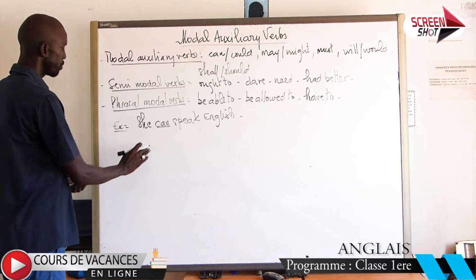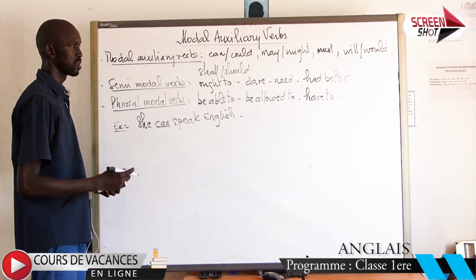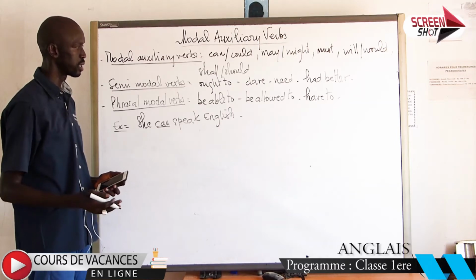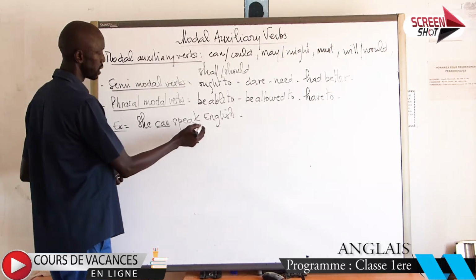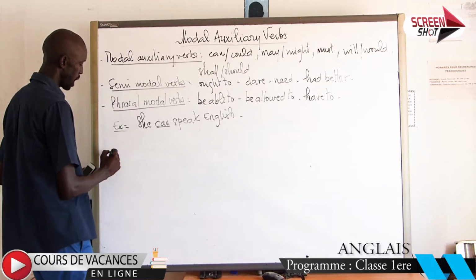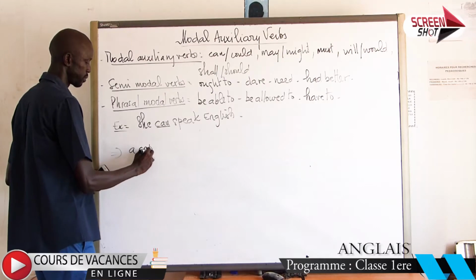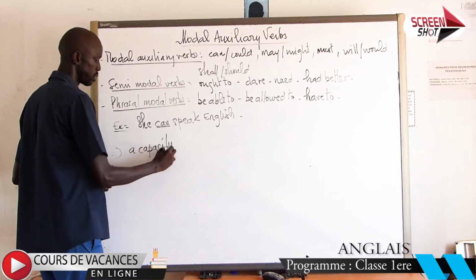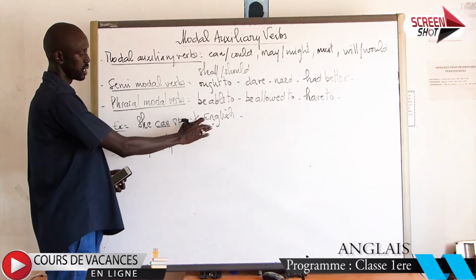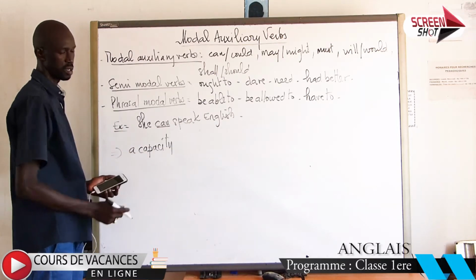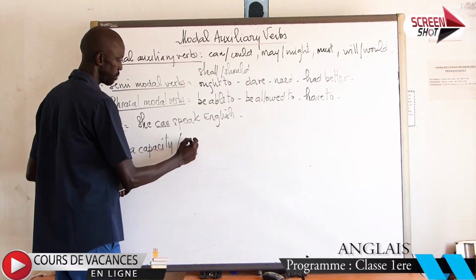So if someone says she can speak English, this sentence tells us about something important. In this sentence, what we have here is called a capacity. That is the function of this sentence. She can speak English. We have a capacity. This sentence expresses a capacity or an ability.